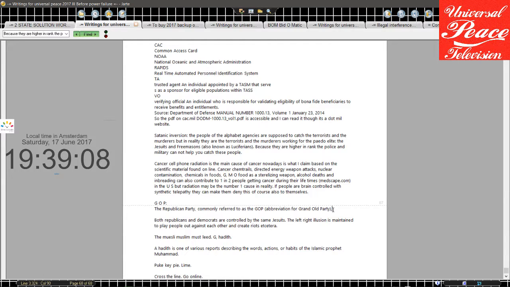GOP, the Republican Party, commonly referred to as the GOP, abbreviation for Grand Old Party. Both Republicans and Democrats are controlled by the same Jesuits. The left-right illusion is maintained to play people out against each other and create riots, etc. The Muslim must lead. Hadith. A hadith is one of various reports describing the words, actions, or habits of the Islamic prophet Muhammad.